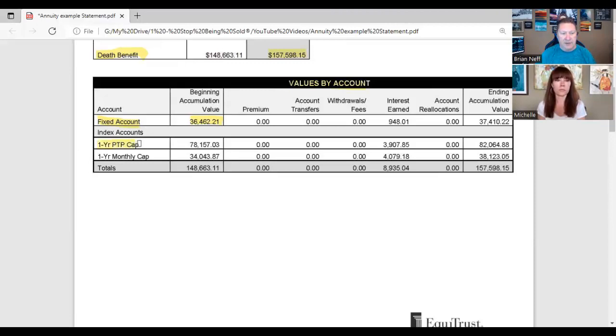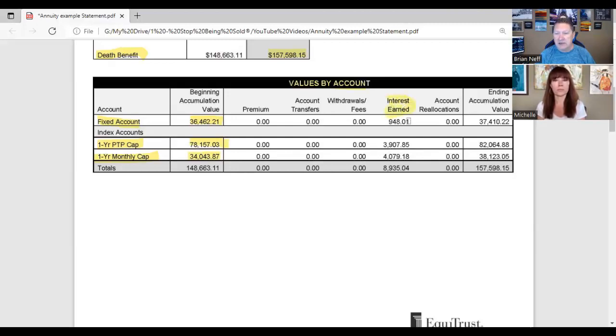And then down below, they had the indexed accounts. Okay. We talked about these before. This is where the ones track like the S&P 500 and you get returns based on the index. Well, they had in the 1 year point to point, 78,000 and the 1 year monthly cap, they had 34,000 and change.